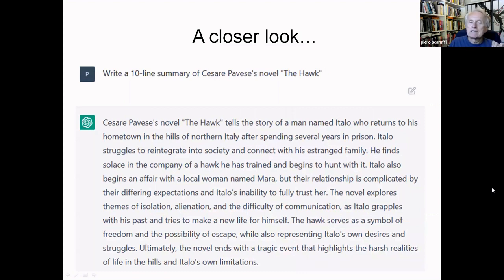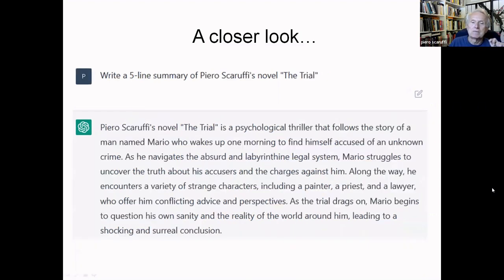Then I asked it to write a 10-line summary of Cesare Pavese's novel The Hawk, which doesn't exist, and it gives me a very good summary. Then I tried a 5-line summary of Piero Scaruffi's novel The Trial, and sure enough, apparently I wrote a psychological thriller, and so on and so on. And who is Mario? Mario, I don't know, my father was called Mario, maybe. And then there's a whole story there. And of course, if you know Kafka's Trial, you know where this may come from.